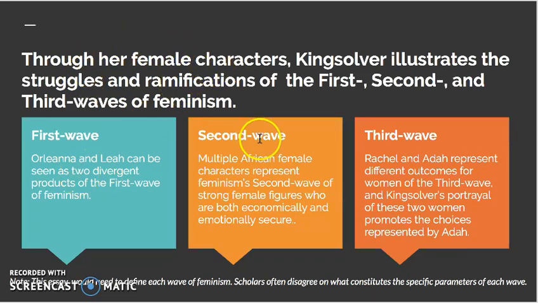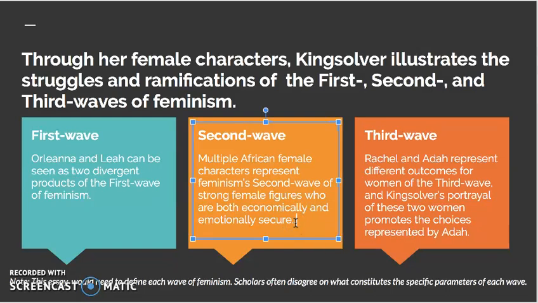And then the mini thesis statements could be organized around each one of the waves. So for the first wave, the mini thesis statement might be something like, Orleana and Leah can be seen as two divergent products of the first wave of feminism. For the second section, the mini thesis could be, multiple African female characters represent feminist second wave strong female figures who are both economically and emotionally secure.